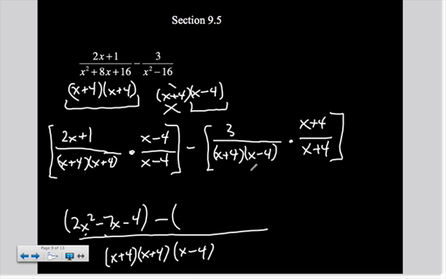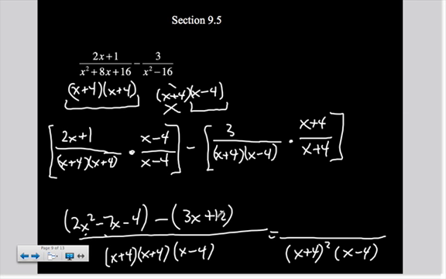And over here, 3 times x plus 4 is going to be 3x plus 12. And when I simplify this, I'm going to rewrite this as x plus 4 squared times x minus 4. 2x squared, minus no other x squared, so it's going to be 2x squared. Minus 7x minus 3x is minus 10x. Minus 4 times 12, minus 4 minus 12 is minus 16. And this is my final solution.